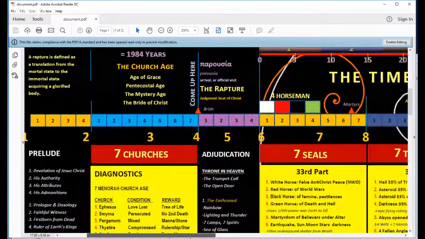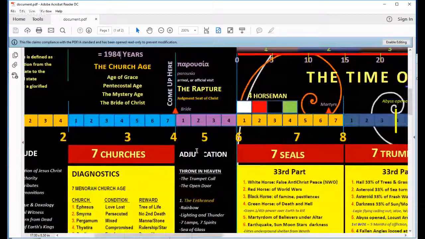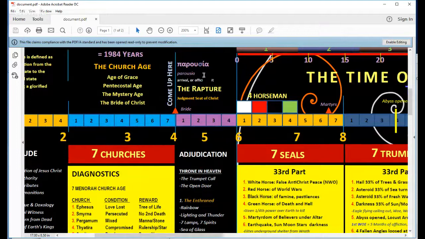So anyway, we have the church age. And at that time, this Greek word here is parousia. I shouldn't use the English pronunciation. It's tempting to do when there's an S before an I, but that's a sigma, small sigma there. Anyway, parousia means coming or an official visit. That's what a parousia is.